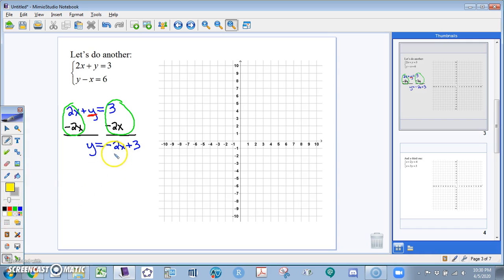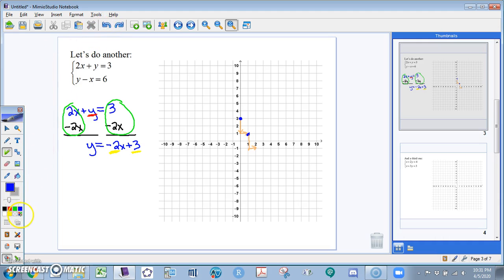Once I'm in this form, now I see that there's my slope and there's my y-intercept, so I'm able to go and graph that line, starting with a y-intercept of 3. A slope of negative 2 means that I need to go down 2 and over 1. So I get a new point here, right there. I can go and do that again of down 2 and over 1. Gives me another point right here.